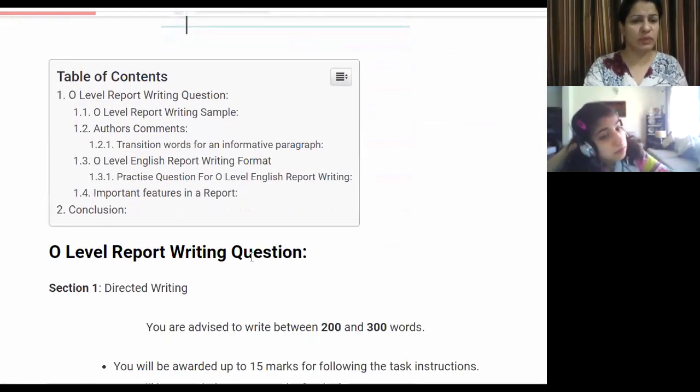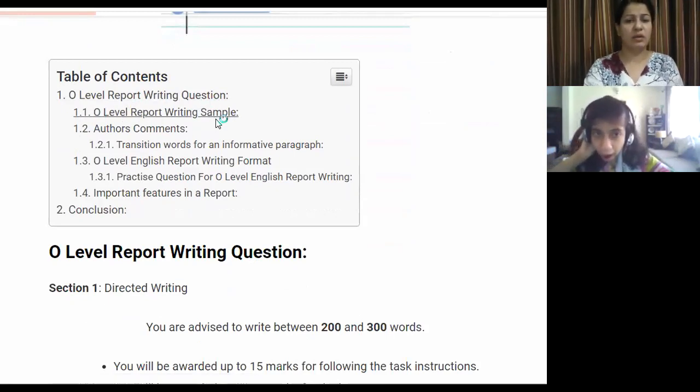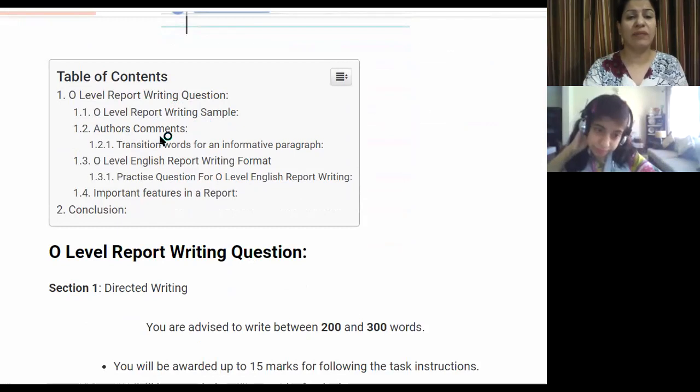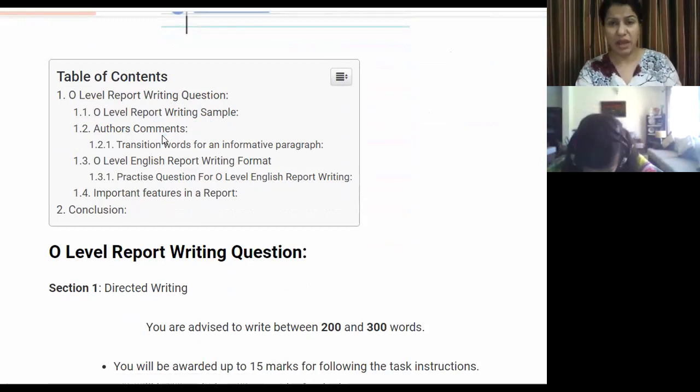In today's lesson, we will be reviewing the O-level report writing question. We will have a look at the sample. We will have a look at the author's comments. Author's comments are basically the examiner's comments.